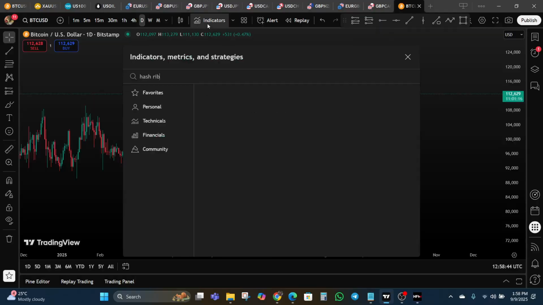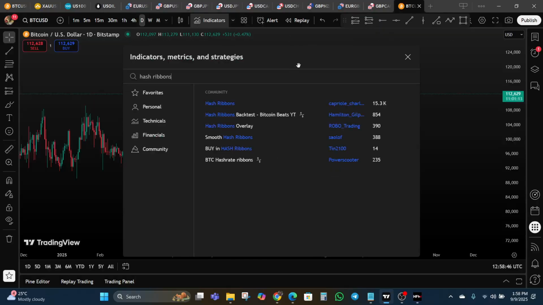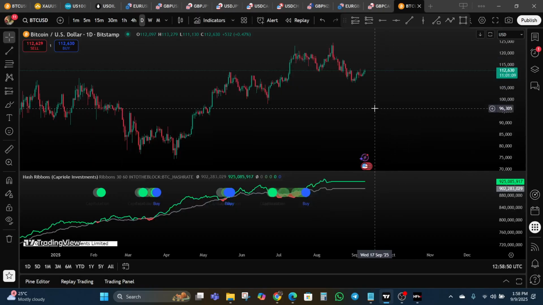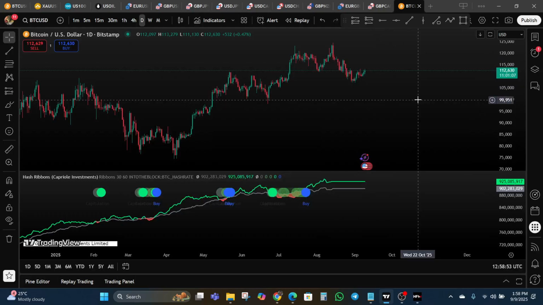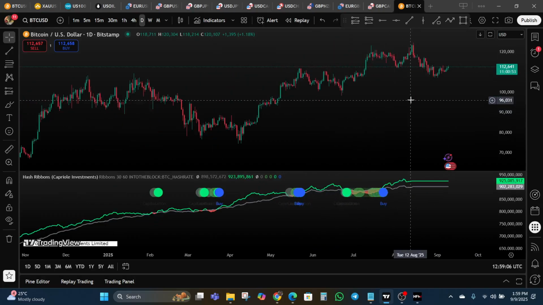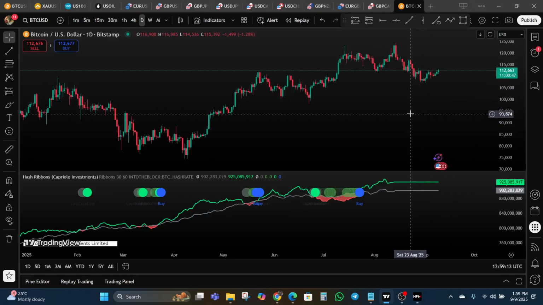So now let us check for the hash rebalance. The Bitcoin hash rebalance indicator is a tool that tracks Bitcoin's hash rate, that is the total computing power securing the network, and miner behavior.